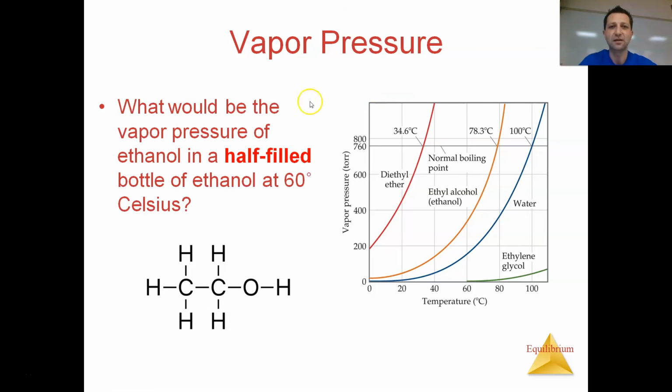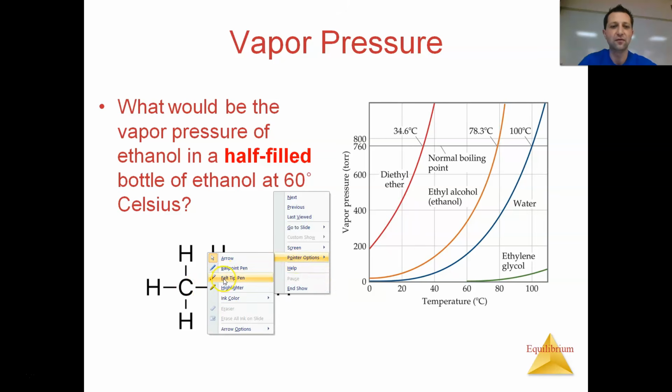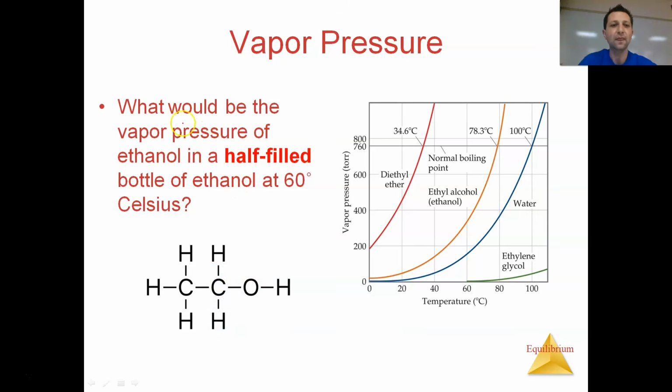So, a couple application questions here. What would be the vapor pressure of ethanol in a half-filled bottle of ethanol at 60 degrees Celsius? Here's ethanol. I said it has 2 carbons and an OH group. When you take organic chemistry, you'll be more familiar with that. It's a half-filled bottle, so that's important. Let's say we have, I'm just going to use a flask as an example here, and I can't draw, as we're all well aware. Here's my half-filled bottle of ethanol.